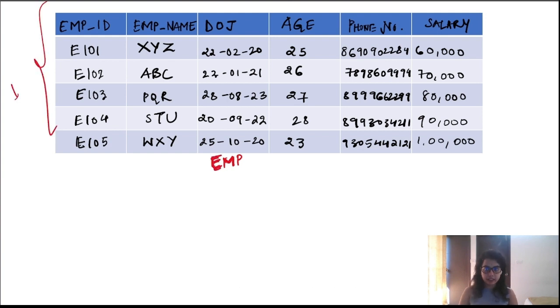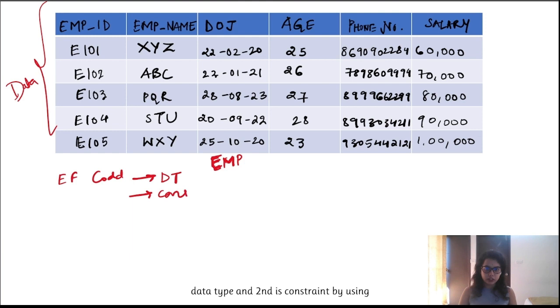This is our data, right? This complete employee table is our data. So how can we validate it? First, by using the data type, and second, by using the constraint.